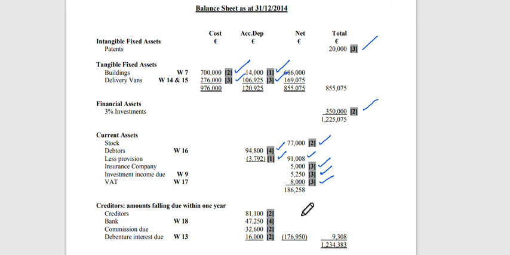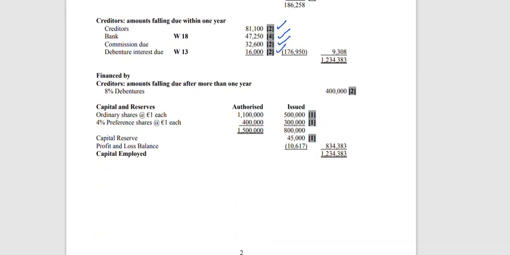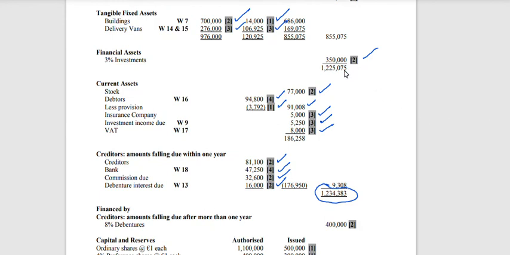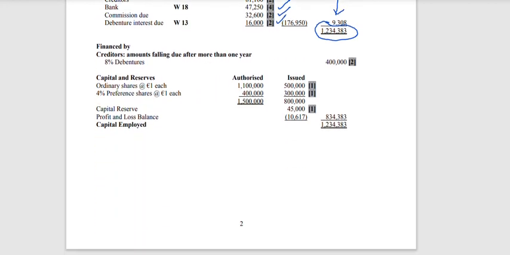Current liabilities, creditors did not change from the trial balance. Bank, we did a bank reconciliation. Commission due, the last note we did. And debenture interest due, we did a note on that as well. There's the figure you're looking for, 1,234,383. Make sure you can do this. Your net assets, current assets minus current liabilities gives you working capital. You add those two together, gives you this figure. That's what we're looking for below.